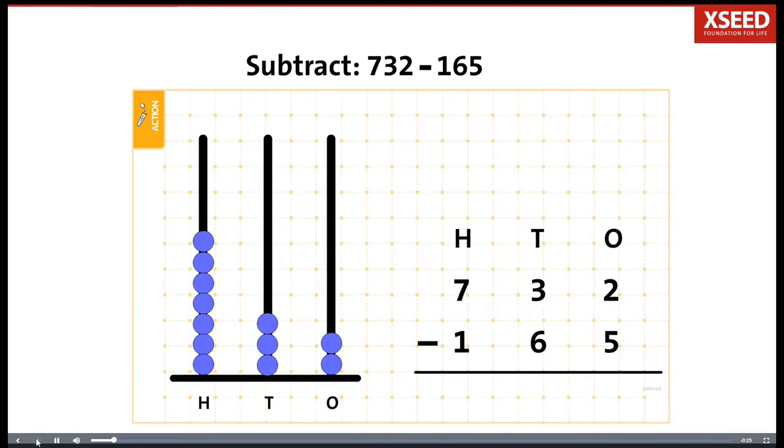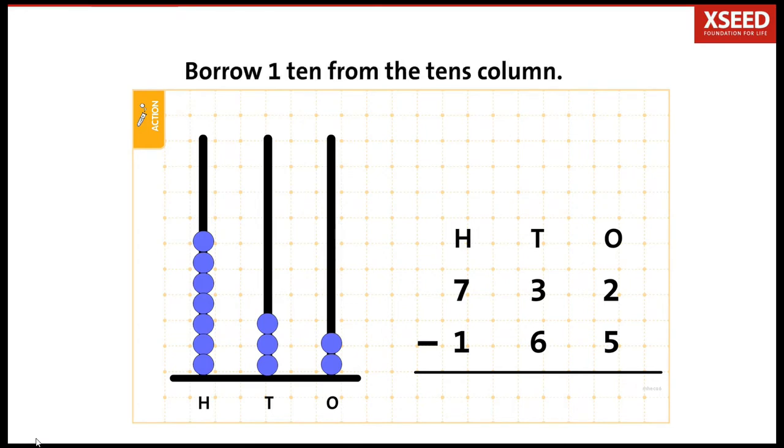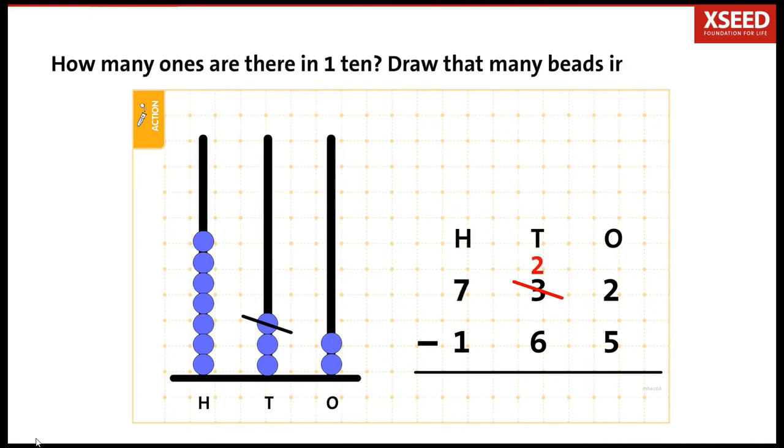We start subtracting from the rightmost digit, from the ones place. We will first have to subtract 5 from 2. Since 2 is less than 5, we need to borrow 110 from the tens column. Move one bead from the tens rod to the ones rod. How many ones are there in 110? Draw those many beads on the ones rod.